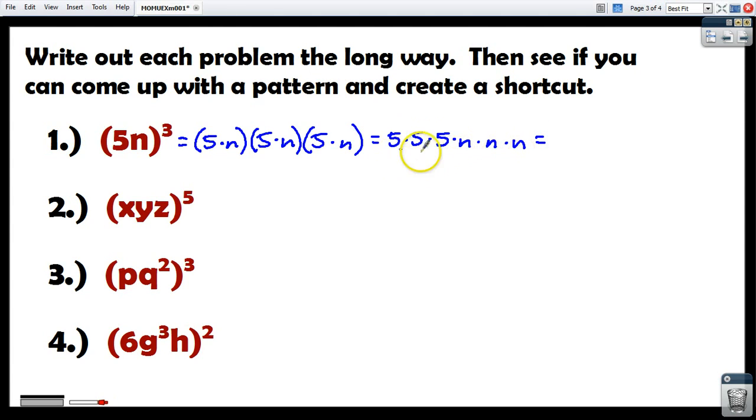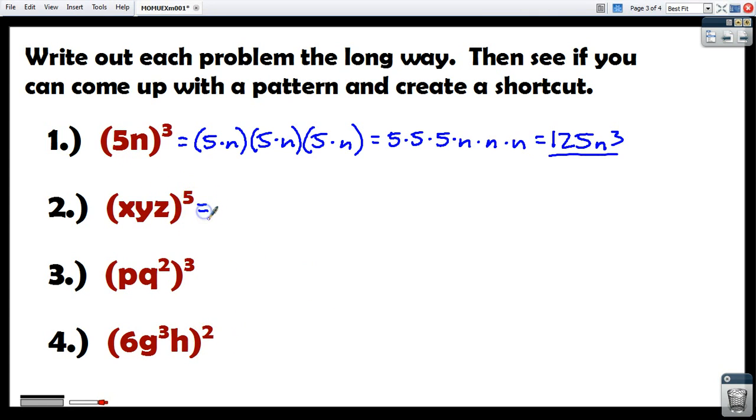And now that I've got the numbers grouped together and our like terms grouped together, I can just put it all together. 5 times 5 times 5 is 5 to the third, but in this case I can figure that out. That's 125. And then n times n times n is n to the third power. And there's the simplified version of the original problem. So let's see if you can do the same thing with the other 3.